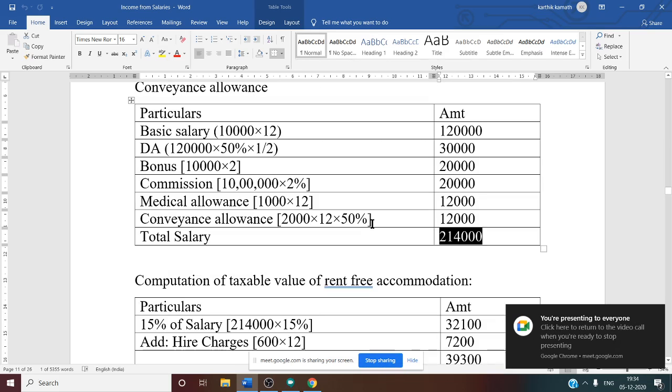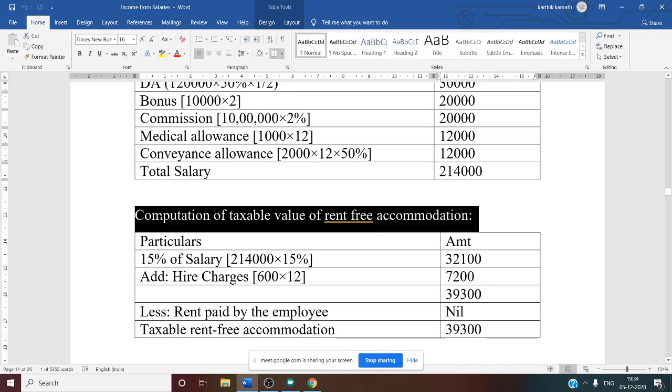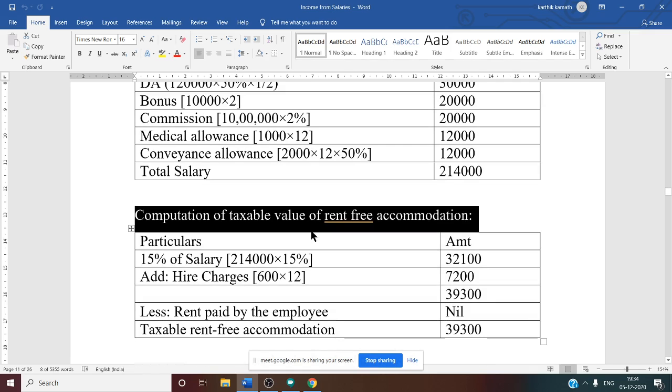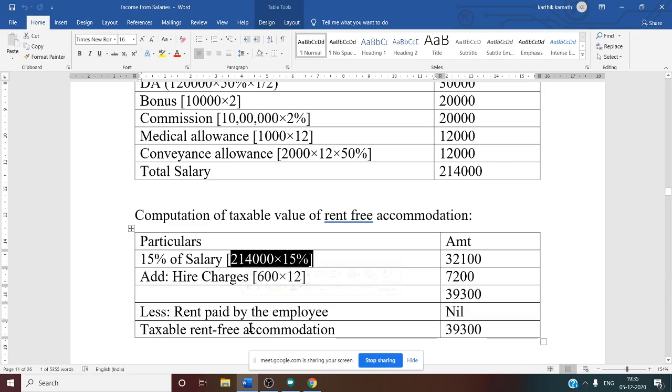we have to do the format of computation of rent-free accommodation. There are two columns, that is particulars and amount column. Now we know house is owned by the employer and we know population is more than 25 lakh. So now what we have to take here is 15% of the salary. This is the rule. So on the salary take 15%. 2,14,000 into 15%, we got 32,100. Write it under amount column.